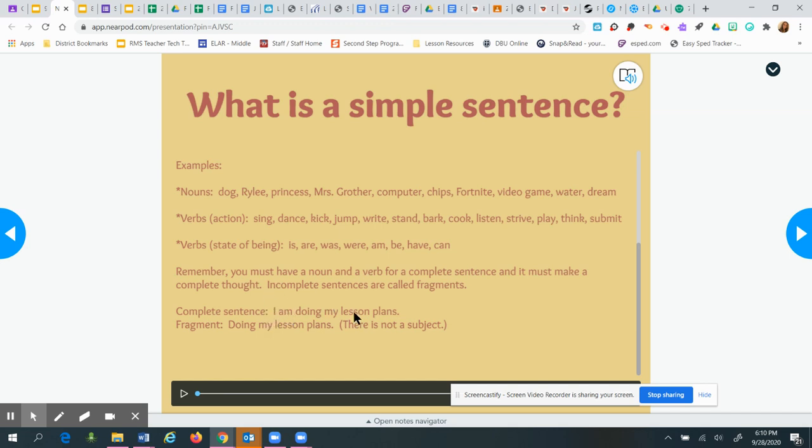What am I doing? I'm doing my lesson plans. Who are we talking about? Me, right? And then a fragment would look like this: doing my lesson plans. I'm not telling you in this sentence who is doing the lesson plan or what is doing the lesson plan, so it's incomplete. There's not a subject listed.